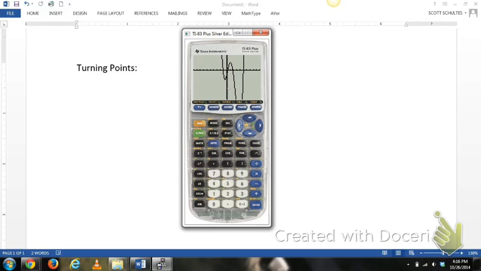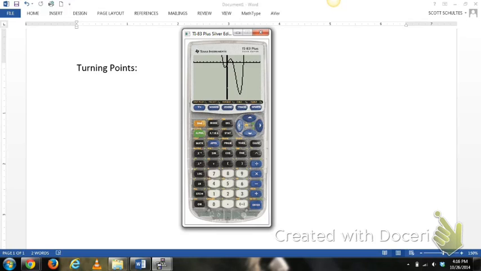-20 is still not low enough, so I'm going to change that still yet. In the window, I'm going to go, let's say, -50. Just jump down a little lower. Okay, so -50 definitely does work. I can see all the important turning points, and I can still see my zeros.